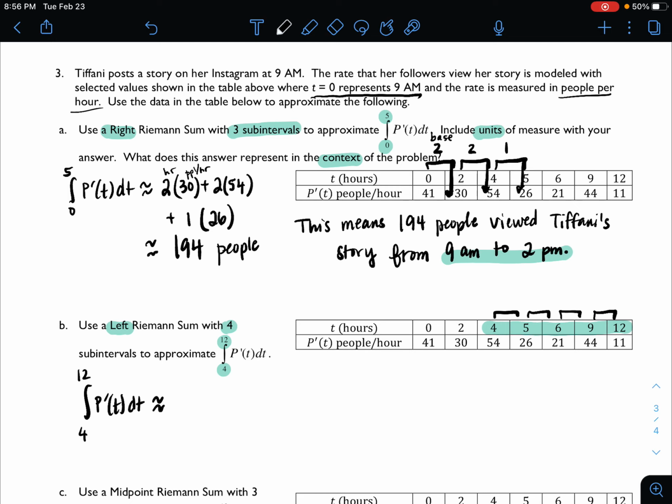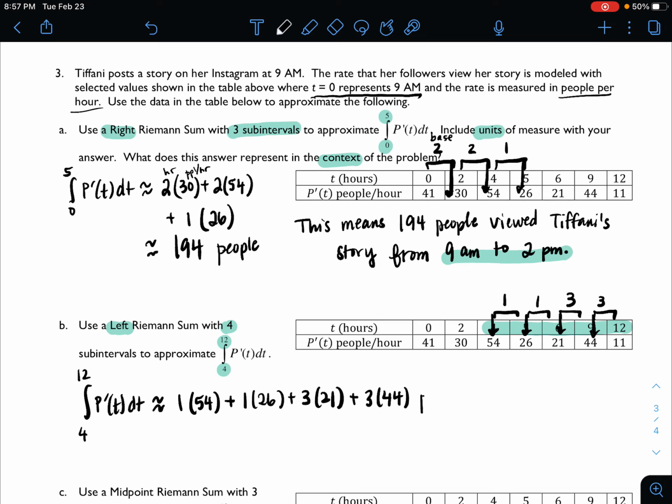Because I'm using a left sum, I will use my left endpoints here. So from 4 to 5, my width is 1. The height I'm going to use is the one on the left, that's 54. So 1 times my height, 54, plus from 5 to 6 is 1 times my height is 26, plus from 6 to 9 is 3 times 21, plus from 9 to 12 is 3 as well, times 44.